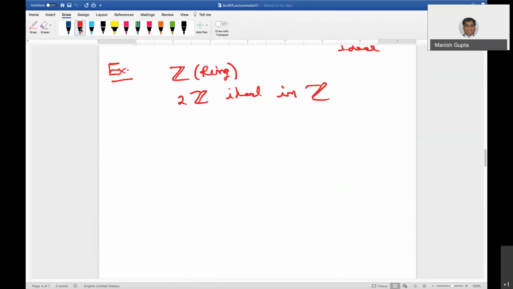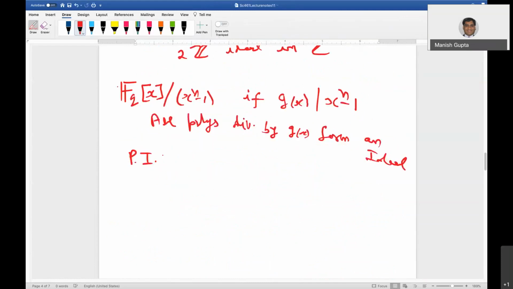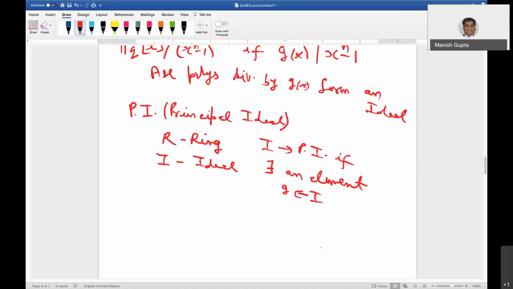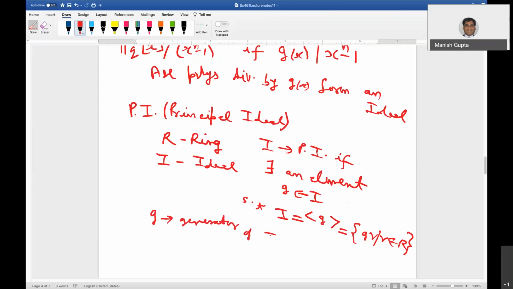Okay, so suppose R is a ring, and I is an ideal. Say that I is a principal ideal. I is nothing but generated by an element g in I such that I is generated by g. What do you mean by this? This is nothing but g times r, where r belongs to R. If this happens, then g is known as a generator of I, that I is generated by g.